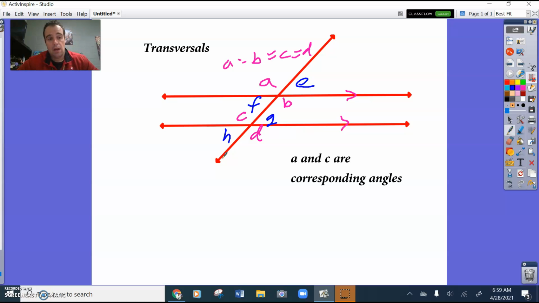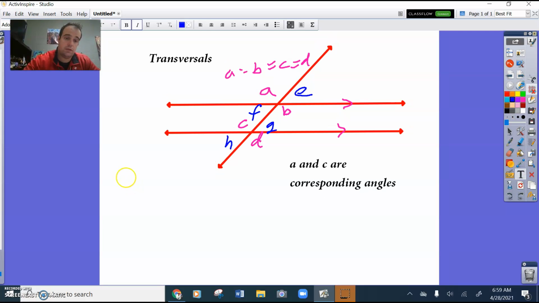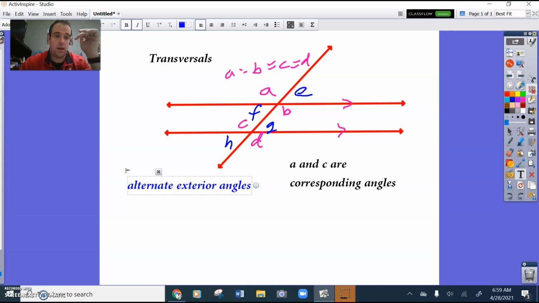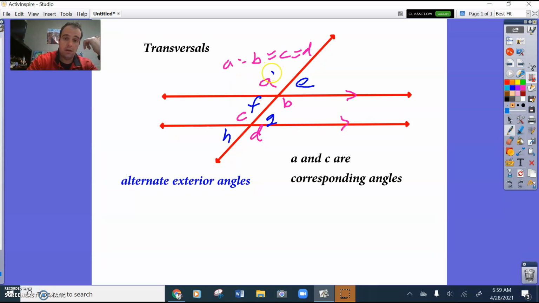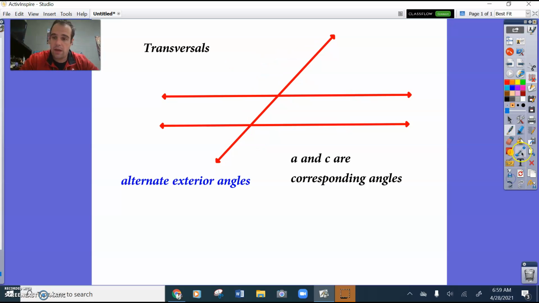Okay. Now, there's also a system that's called alternates. There's alternate exterior angles. So those are angles that are on the outside, exterior, and they're alternate, meaning they are inverted to each other. Meaning these guys, we know they're equal, but they are called alternate exterior angles. They're also alternate interior angles, meaning on the inside, like this. Okay. So that is that.